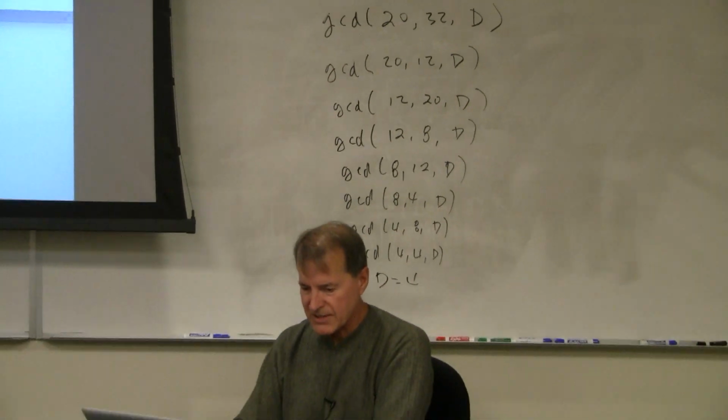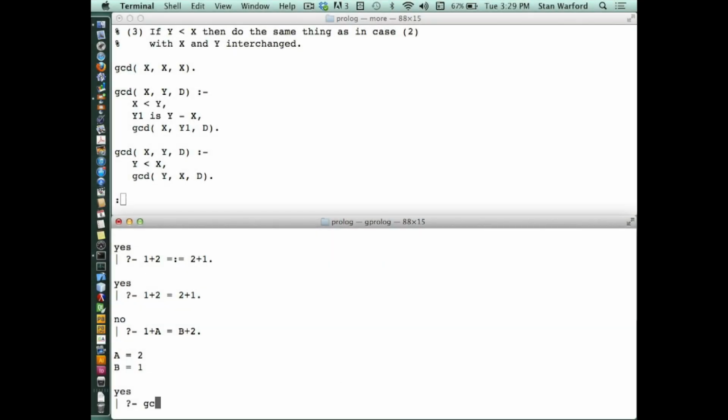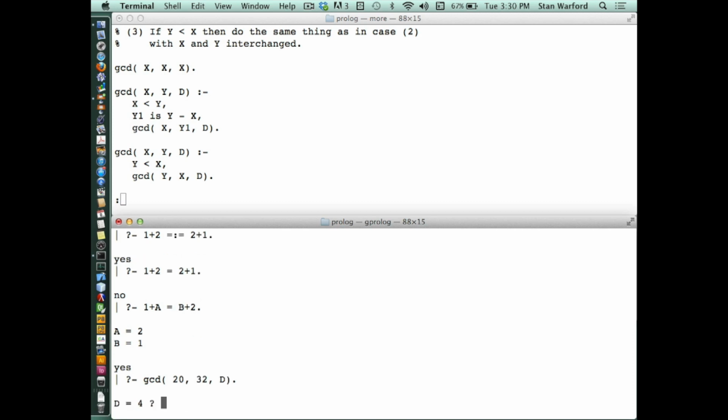So how would we test this? How would we actually do it? We would say GCD what? If we did that example, we would say 20, 32. And now this is common, you guys. With these arithmetic ones, it's common to have the query set up so that the result of the computation you want is the last variable, the last argument in the predicate. Are you with me? And sure enough, D is 4. All right?